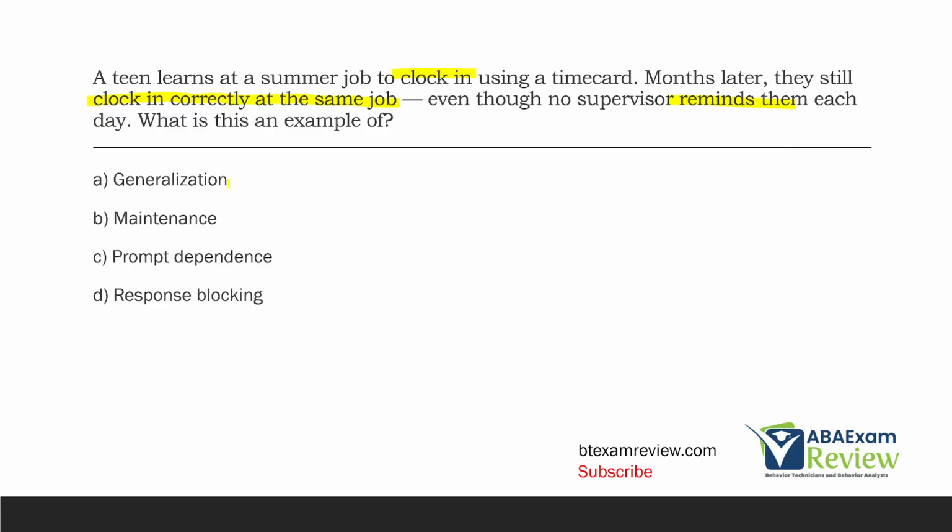Now, why isn't it a generalization? Generalization would be if the teen learned to clock in at the summer job and then got a different job and could still clock in. As far as we know, it's the same job, same summer job, same situation. Not really generalizing, but the teen is maintaining their ability to clock in. They're not prompt dependent because they don't need that reminder. They don't need the prompt to engage in the right behavior. And response blocking, of course, is not happening. No one is blocking the teen from the correct response. This is an example of B, maintenance.